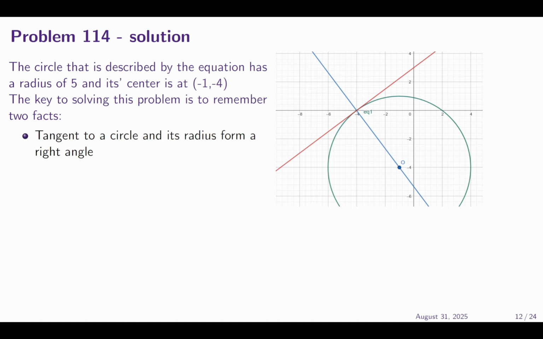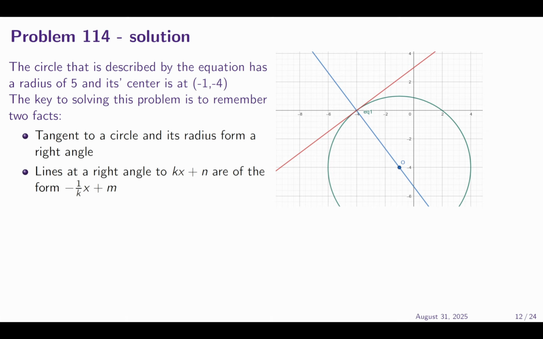The first one is that the tangent to a circle and its radius form a right angle, its radius emanating from the point where the tangent intersects the circle, which is right here. And the second fact is that in Cartesian coordinates, lines at right angles to each other have slopes which are a factor of negative 1 over k of each other.